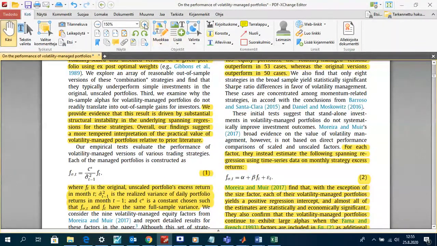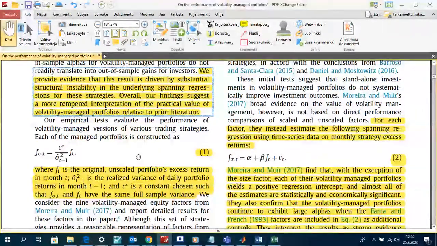So we see here in equation 1 of this paper that the authors use an in-sample estimate for coming up with the scaling factor. They want a scaling factor such that the volatility of the risk managed factor is the same as the volatility of the unscaled standard risk factor. And they use in equation 1 an estimate of the realized volatility of the previous month of that factor.